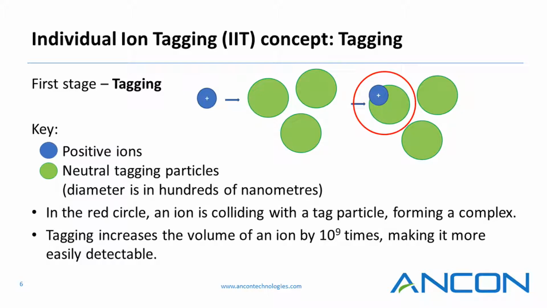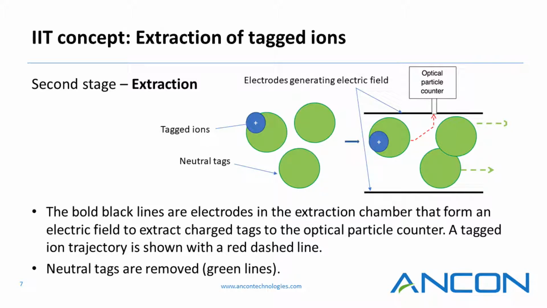The first stage in the process is the physical tagging of the individual ions. The small blue circles in this diagram show the positively charged ions. The large green circles indicate neutral tagging particles. In the red circle, an ion is colliding with a tagged particle, forming a complex. This tagging process increases the volume of an ion by 1 billion times, thus making the now tagged ion more easily detectable.